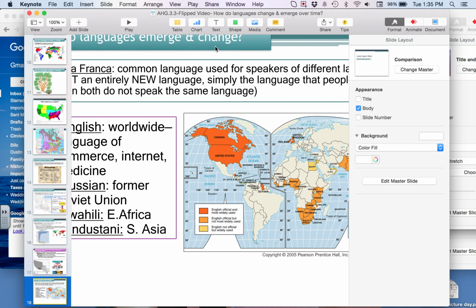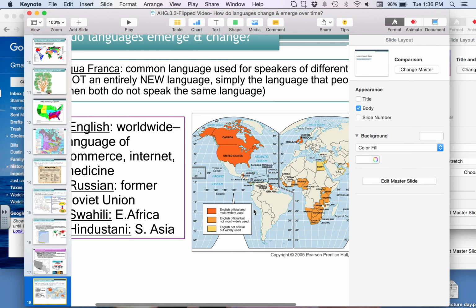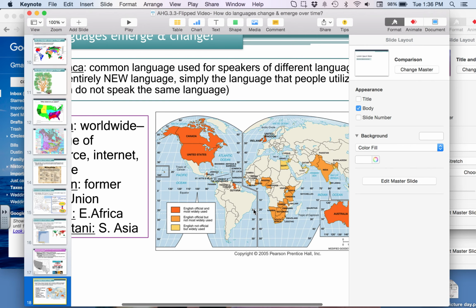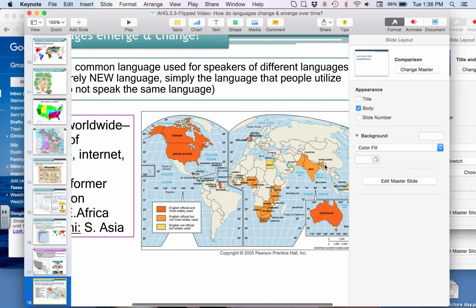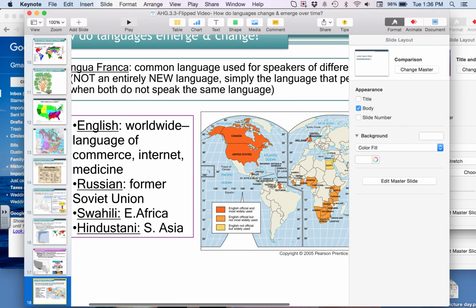In East Africa, the primary lingua franca to this very, very diverse region is Swahili. And in Southeast Asia, Hindustani is used as another lingua franca, again, in an incredibly, particularly linguistically diverse area. Hindustani is used as a lingua franca to allow people who do not speak the same languages to communicate with one another.